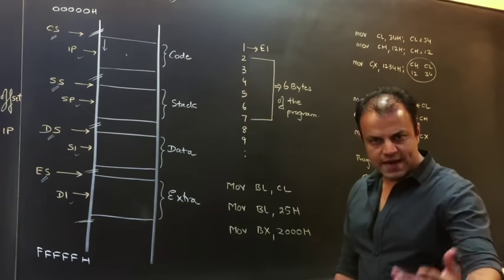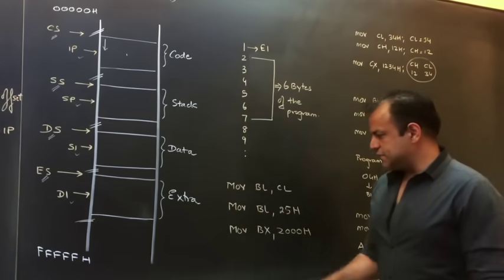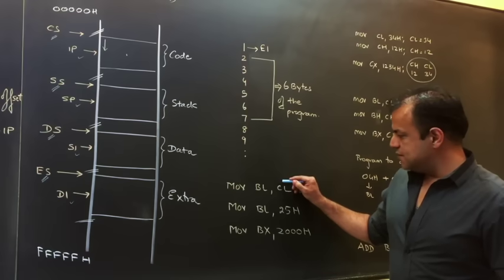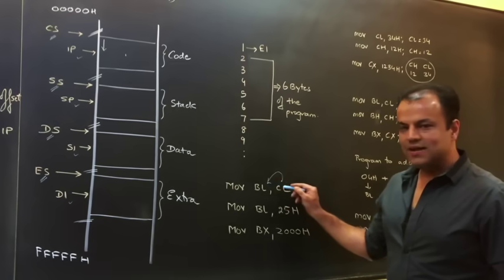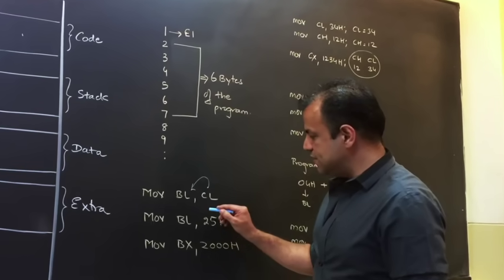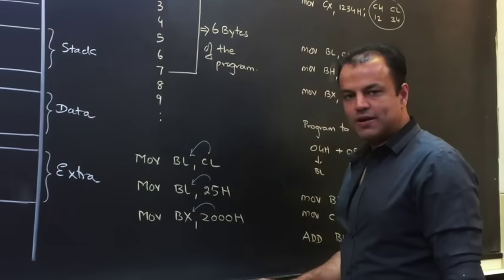This is going to help you in understanding machine language more. I've taken 3 instructions, they are of different sizes. First instruction, move BL, CL. What does this do? CL register's value comes into BL. BL gets the value of CL register. Okay. Move BL, 25. BL register gets the value 25. Move BX, 2000. BX register gets the value 2000.